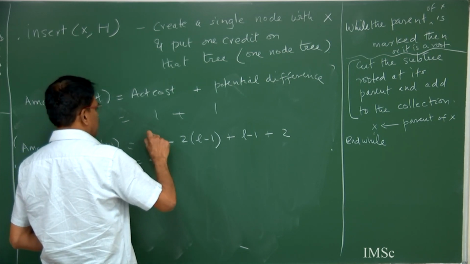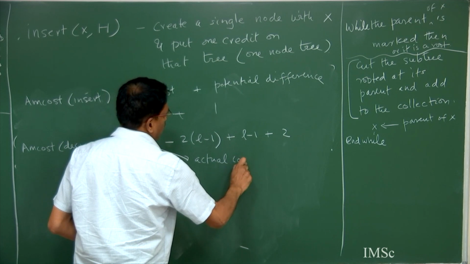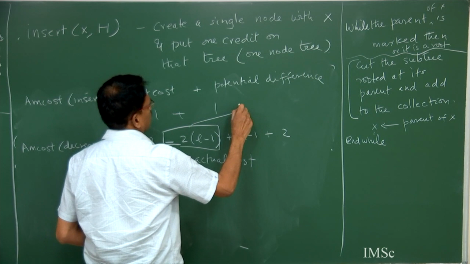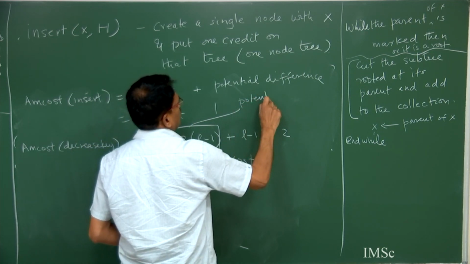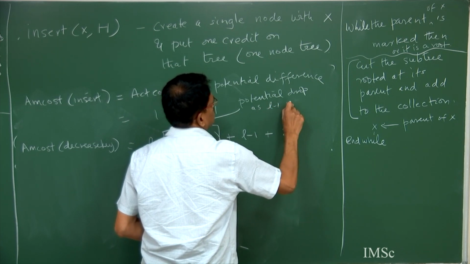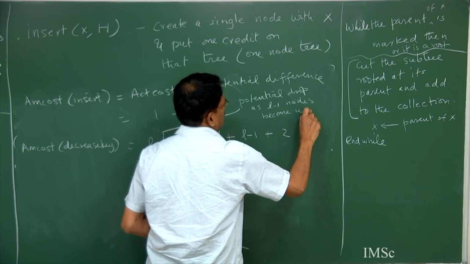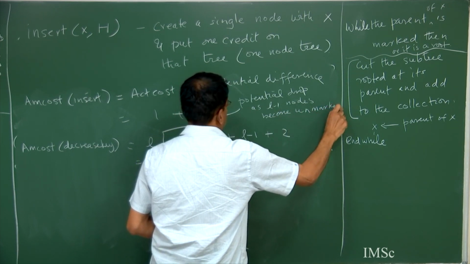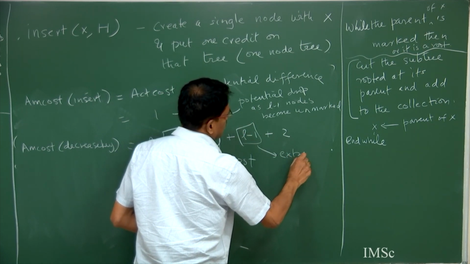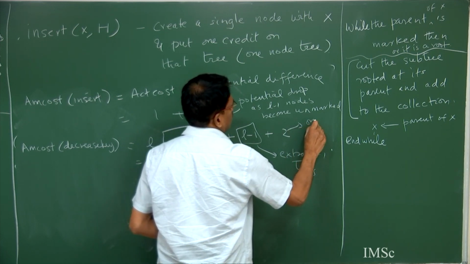Okay, so this is the actual cost. This is the potential drop as L minus 1 nodes become unmarked. This is the extra L minus 1 trees, and this is one new marked node.